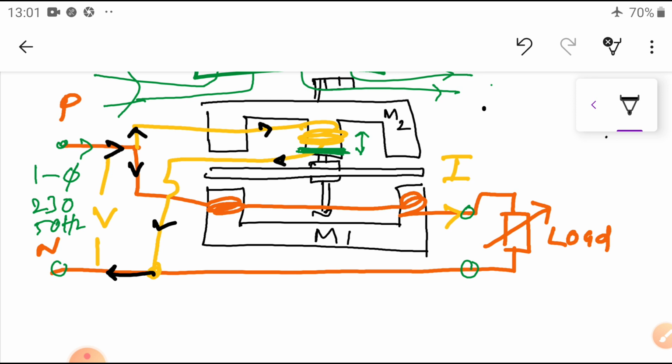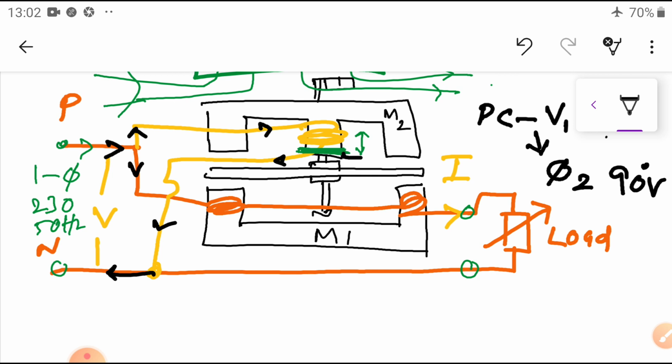The PC coil, pressure coil, has an applied voltage V. So it produces a flux, which we call phi 2. This flux phi 2 lags by 90 degrees with respect to the applied voltage. The 90 degrees phase displacement between the voltage and the flux produced in the shunt magnet is adjusted by the shading ring. Here we provide the shading ring.